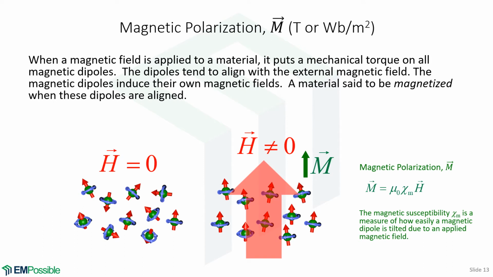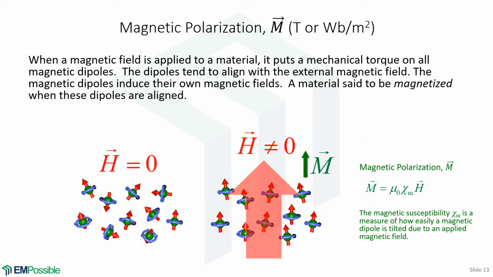Now, the form of magnetic energy stored at the atomic scale, this is called the magnetic polarization. And we'll call this a vector M, and it has units of Webers per square meter. If there was such a thing as magnetic charge, that would have units of Webers. But a lot of times, rather than call this Webers per meter squared, we'll give this unit Tesla, or we'll just call it Tesla.